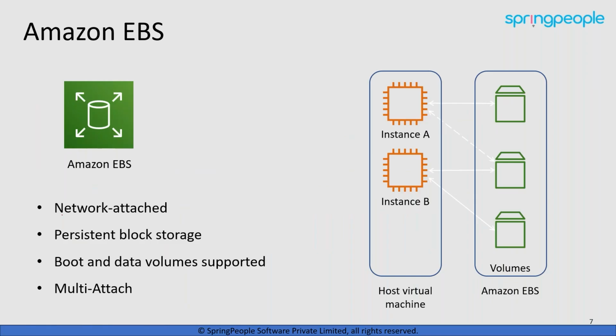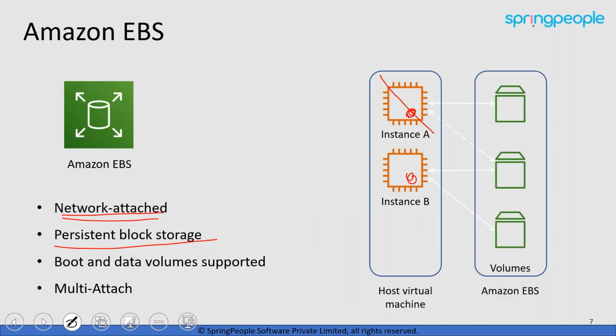As I told you, it is network attached storage. It is not inside my EC2 instance, right? Like the laptop or the desktop. The storage is external, and that's why it is known as network attached storage. It is persistent block storage. Now, what do you mean by persistent storage? Okay, now persistent storage is something like that.